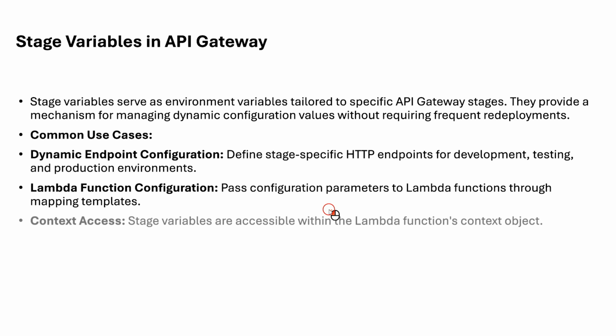The third use case is context access. If I pass these configurable parameters to Lambda, how can Lambda access them? It can access them through its context object. If you remember, Lambda receives two parameters: one is event, the second one is context. In AWS API Gateway, if you are using Lambda as the backend and you define some stage variables, you can pass those stage variables to Lambda, and Lambda can access them through the context object. That is the point here.